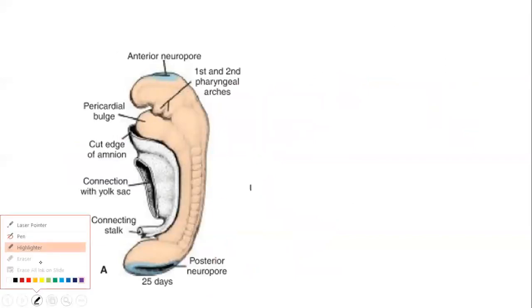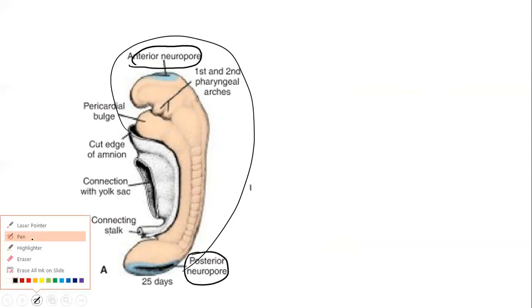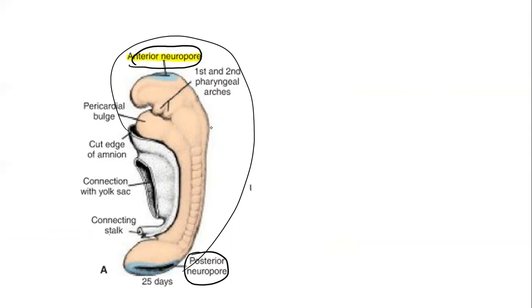What is more important here is that you have to know two openings. This is the developing embryo, and surrounding it I'll have the amniotic cavity. The neural tube is going to communicate with the amniotic cavity anteriorly by the anterior neuropore and posteriorly by the posterior neuropore. Very, very important. So when the neural tube is formed, two pores appear on the cranial and the caudal aspect. On the cranial side, I have the anterior neuropore, and on the caudal aspect, the posterior neuropore.